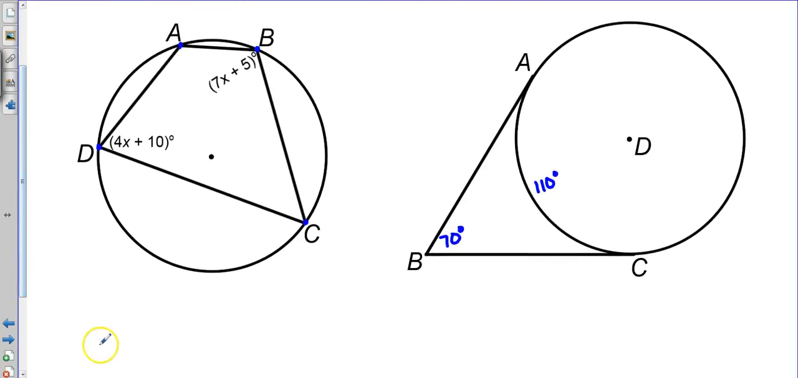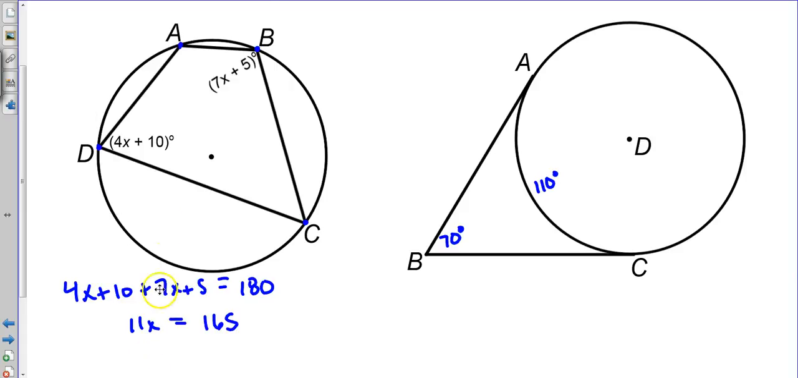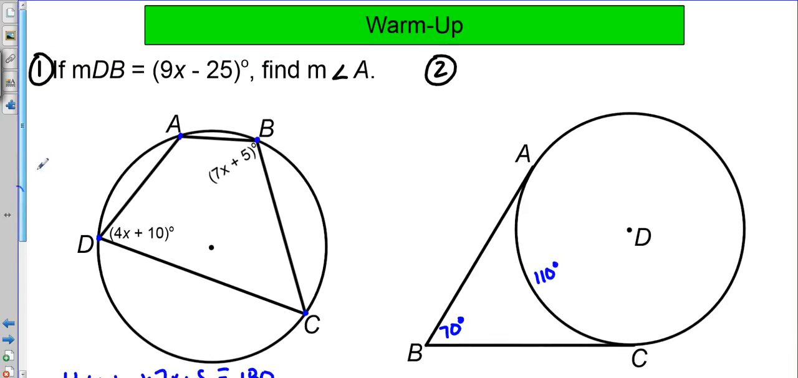Alright, so the relationship that we can use is 4x plus 10 plus 7x plus 5 is going to be equal to 180. Go through and solve for x, and you should get 11x equals 165, so x is 15. Oop, I lost my marker there. X is 15.